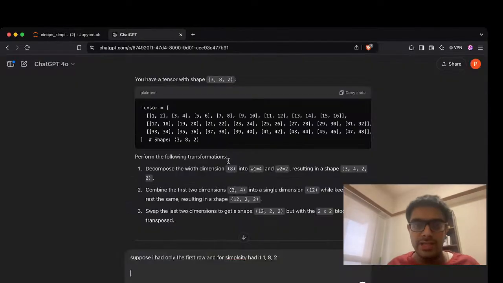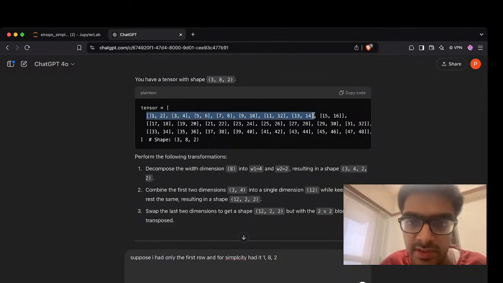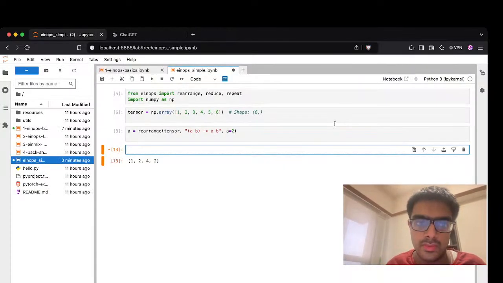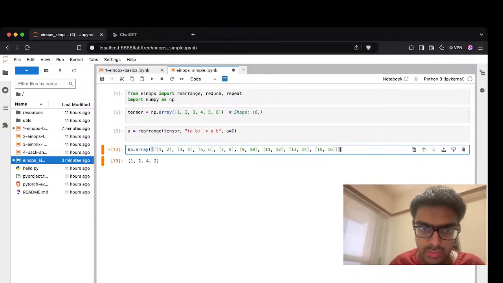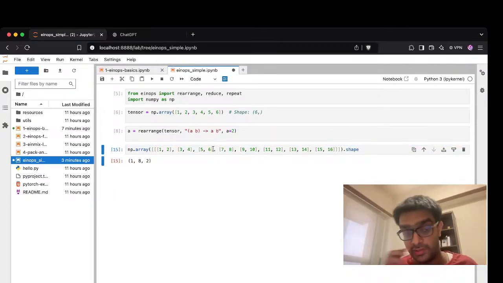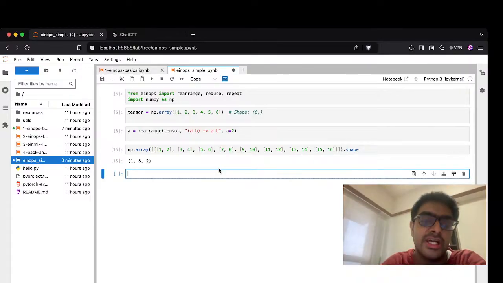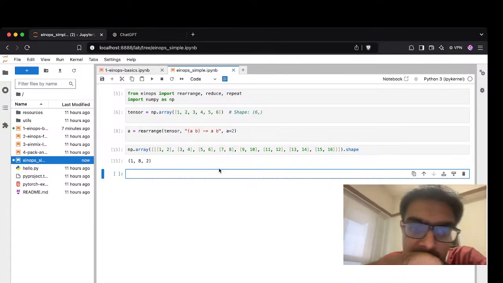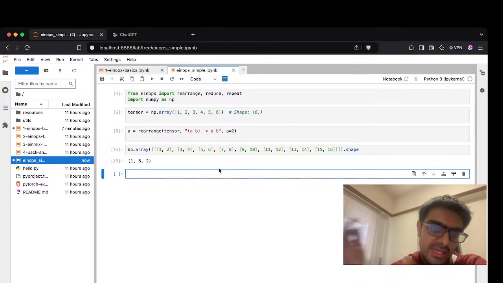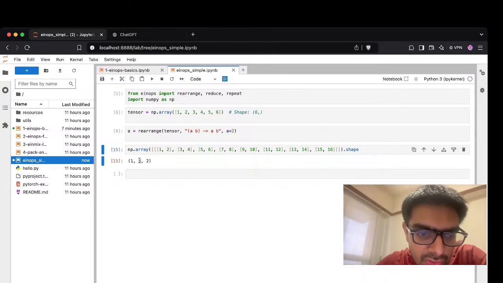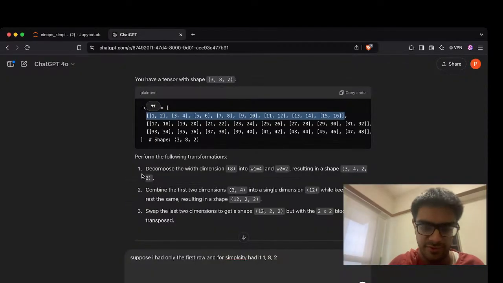Okay, so I have 1 8 2, which is this, right? This is my 1 8 2. Very good. What we want to do is split this into 1 4 2 2 to visualize how the Einops decomposition works. So what this means is that we have to split this into 4 groups of 2 or 2 groups of 4.